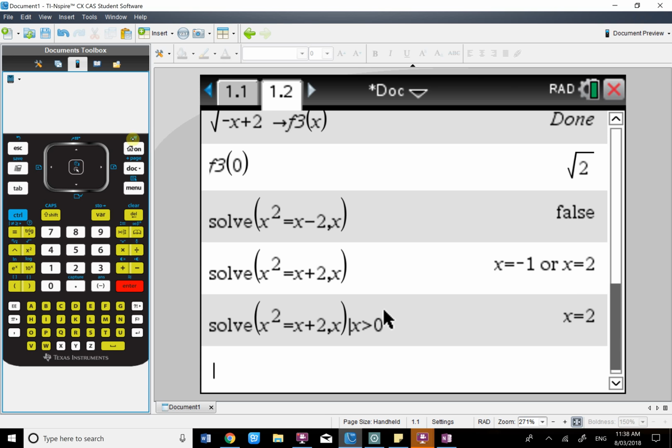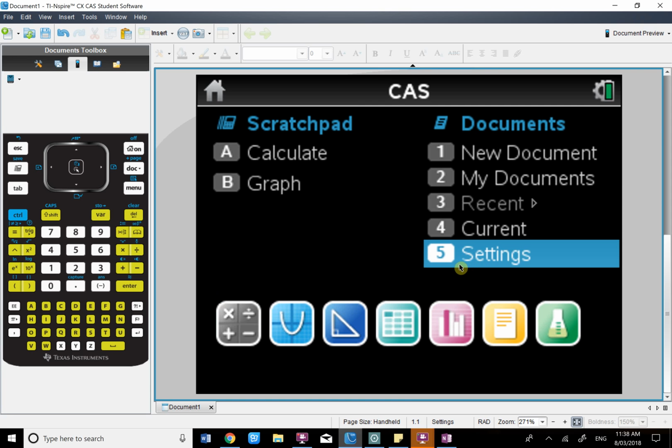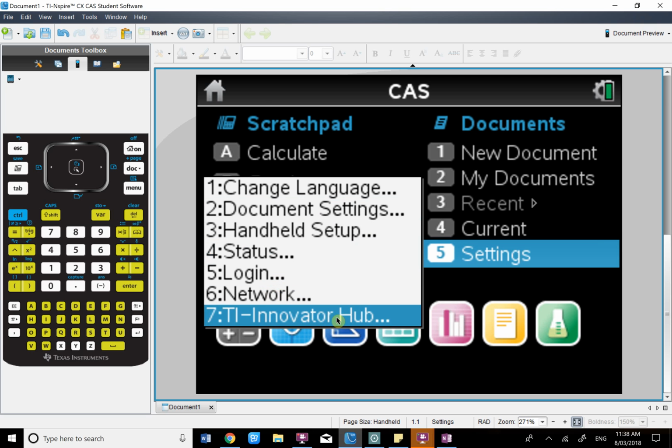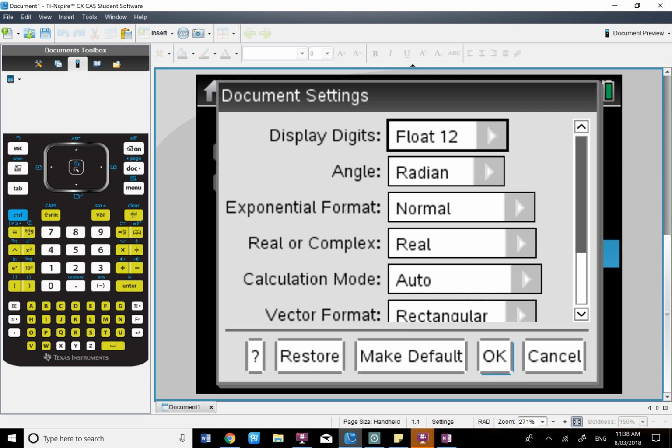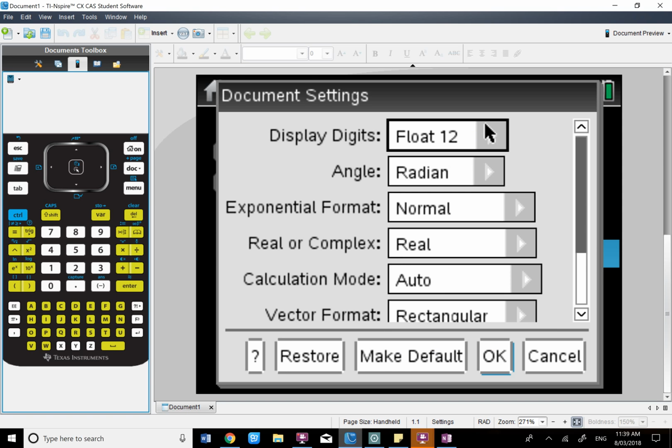What else? A couple of setting things. In the settings, from the home page, go for document settings, number 2. That's the float I talked about. That's how many decimals you will have. You can see the fixed decimals, but I'm not going to talk about that this year. It's a little bit too early to talk about now. I'll talk about it in the second semester. But if we put a float 10 or 12, make it larger, you can see more decimals.